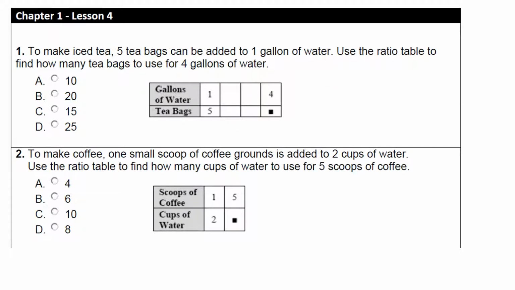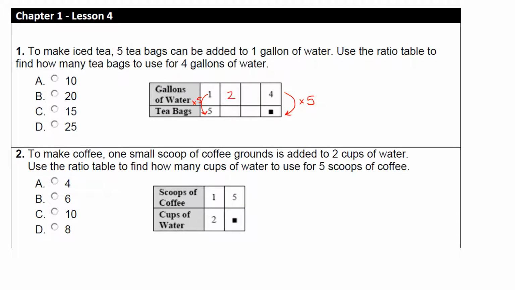Get my marker back here. Okay. I can see that I have 1 gallon of water per 5 tea bags. So to go from 1 to 5, I'm multiplying by 5. So to go from the top row to the bottom row, I'm multiplying by 5.